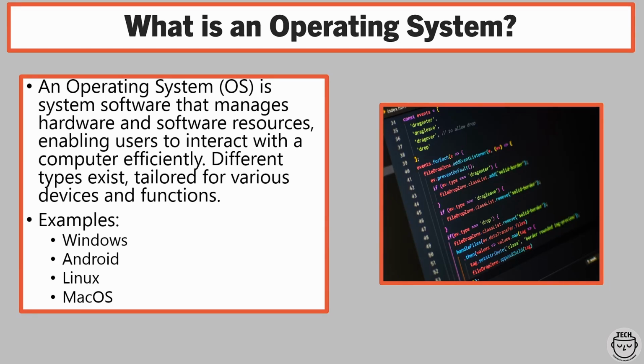So first things first, what is an operating system? It's system software that manages your hardware and software. To put it simply, without an operating system, you wouldn't be able to use your computer. Examples are Windows, Android, Linux, Mac OS, iOS. You probably use a lot more than that.